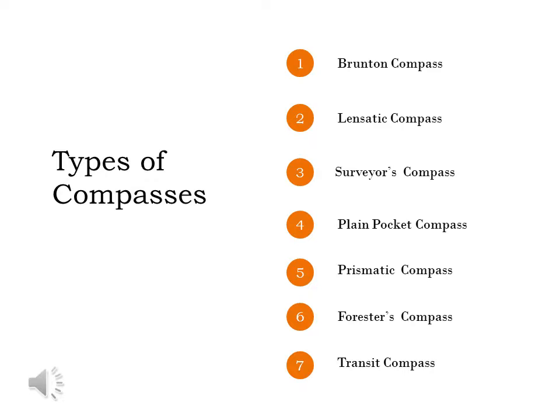Types of compasses. First is the Brunton compass, Lensatic compass, surveyor's compass, plain pocket compass, prismatic compass, forester's compass, and transit compass.